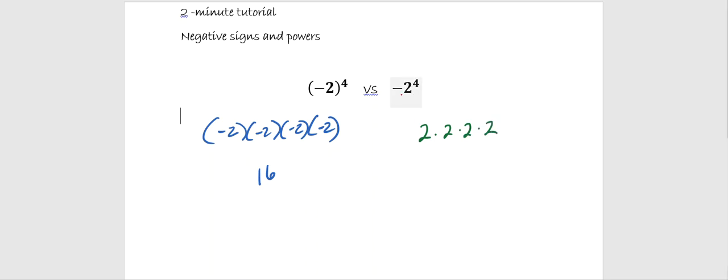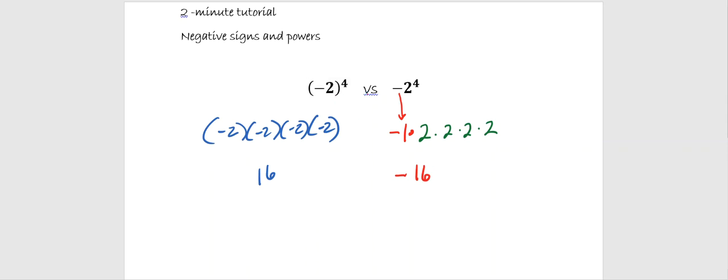Now, this is where we need to be careful and know that this negative sign means to take the opposite of or further multiply by -1. So by the time we were all done, we have a -1 times 2 times 2 times 2 times 2, and our final outcome is therefore going to be -16.